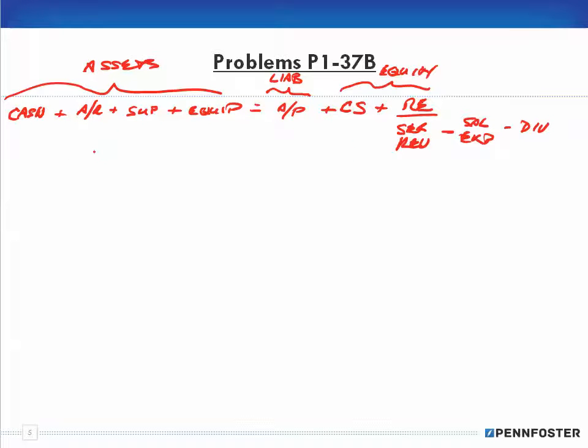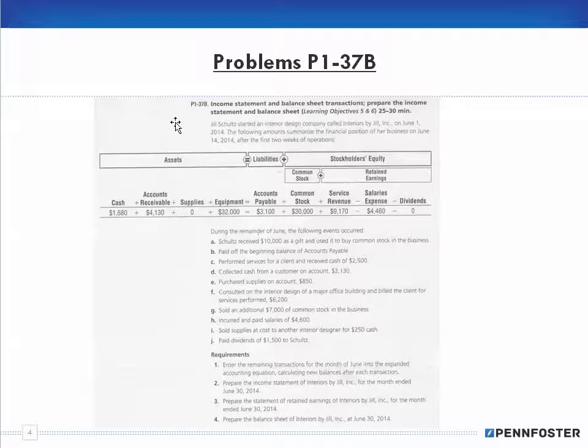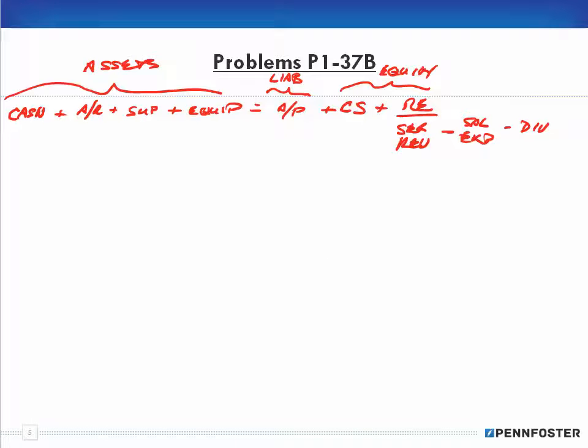All right, so first entry is Schultz received $10,000 as a gift and used it to buy common stock in the business. All right. So the first question I ask is, do I affect cash? Okay. And the answer to that is yes. Why? Because the business has had 0 in cash, and now it's increasing 10,000. I'm sorry, it had a beginning balance. I have to get in the beginning balances here. See, that's a mistake I made.